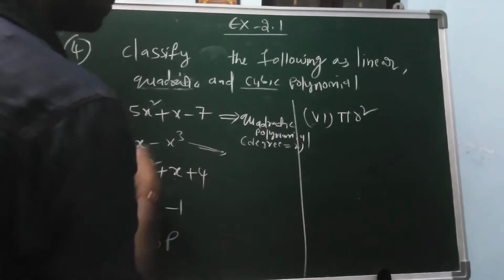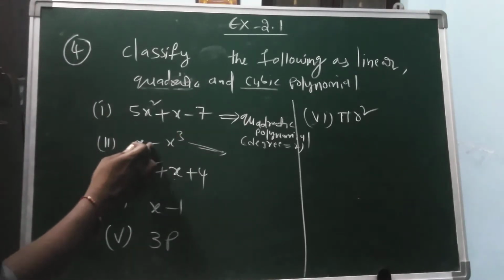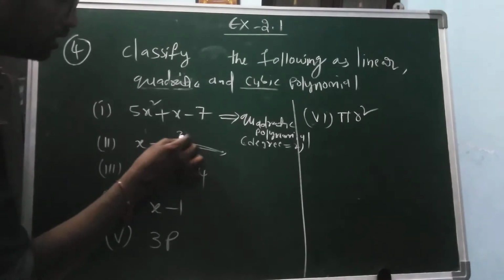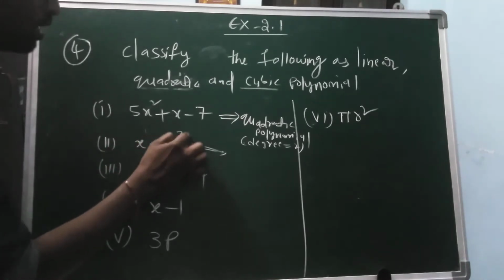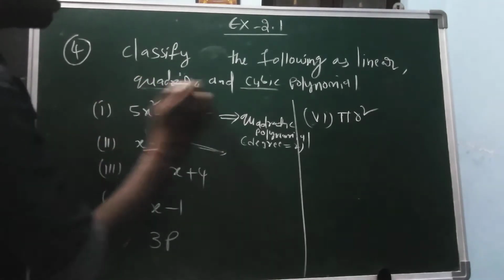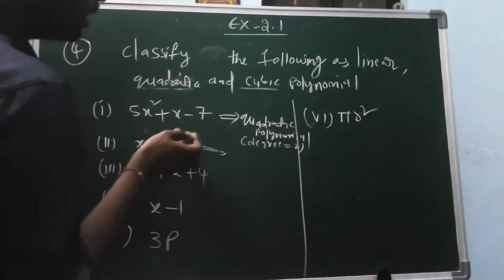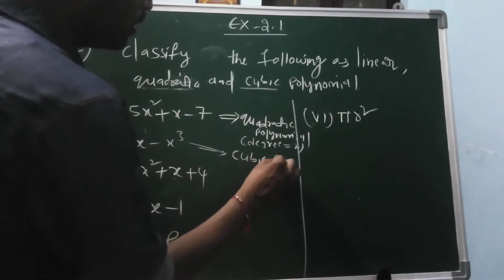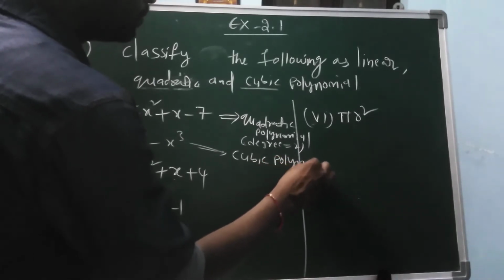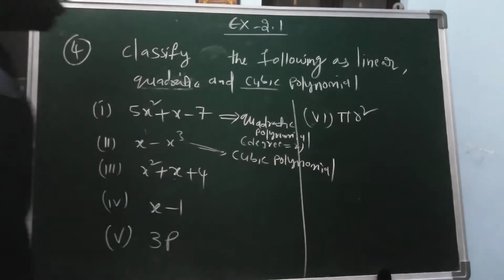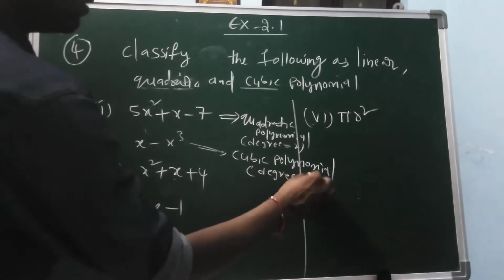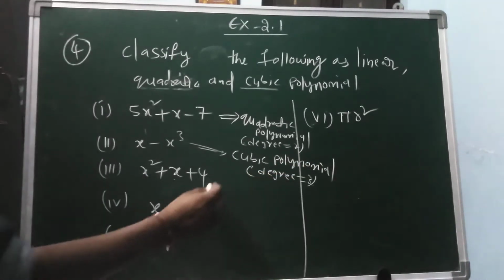Okay, next, the second problem: x minus x power cube. Here the degrees are 1 and 3. The highest degree is 3. That means it is a cubic polynomial. The degree is 3, that's why it is a cubic polynomial. Write down cubic polynomial, degree 3.